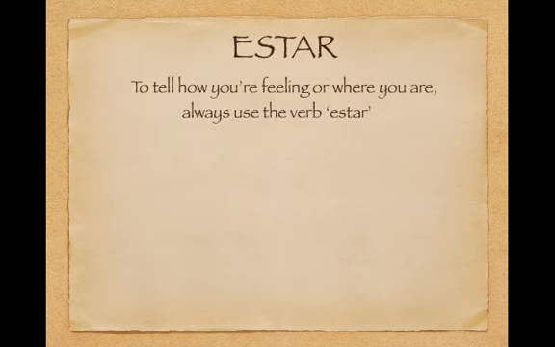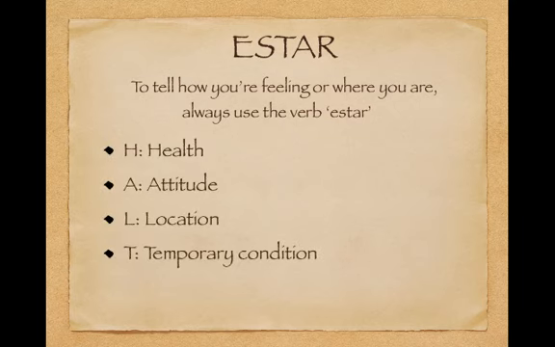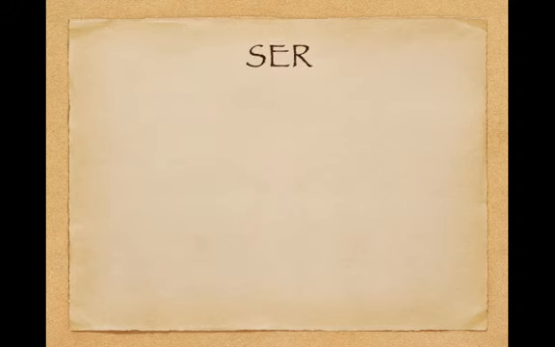For estar, a little refrain to remember is: to tell how you're feeling or where you are, always use the verb estar. But you also can use the acronym HALT. H for health, A for attitude, L for location, and T for temporary condition. Okay, so let's get to some examples.